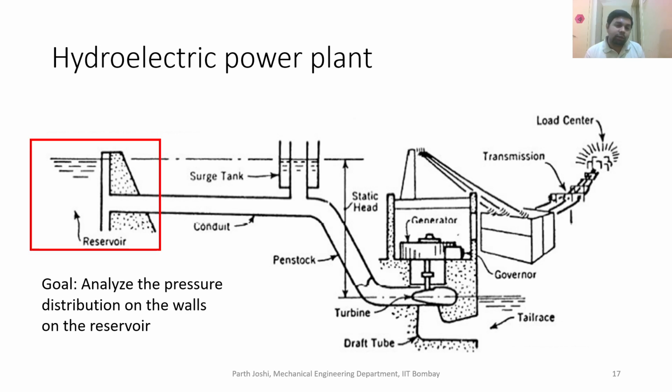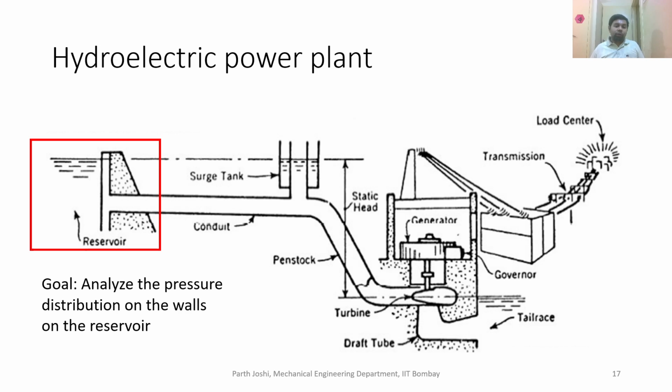So I'll just say that I will put a boundary here. Whatever is inside this red colored box, I will be interested only in that part when I want to analyze the pressure distribution on the walls of the reservoir. Why? First of all, why do we have a pressure distribution? It is because of the effect of gravity, pressure exerted on the walls of the reservoir varies with the depth.